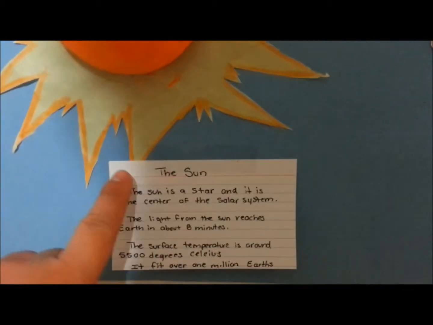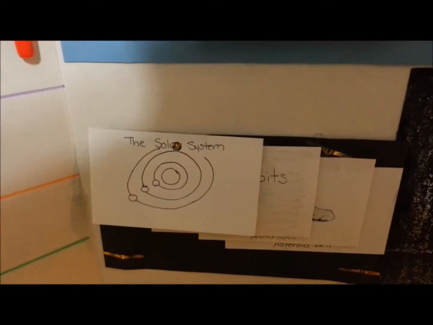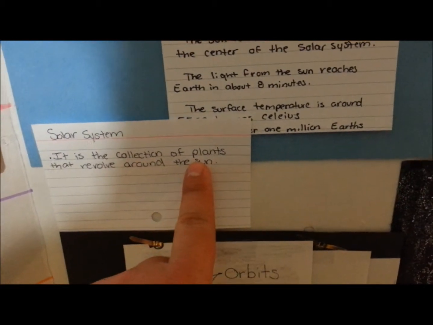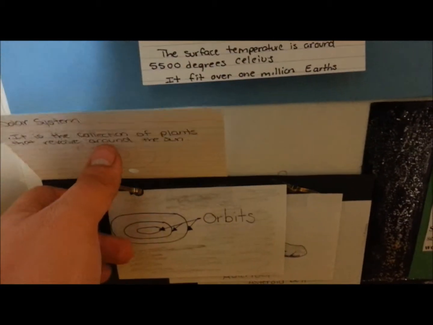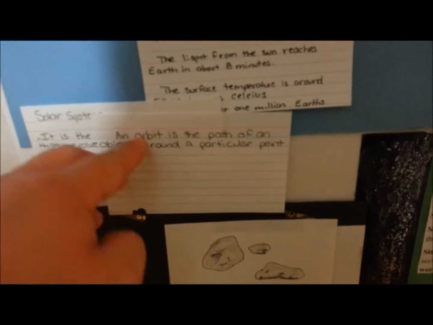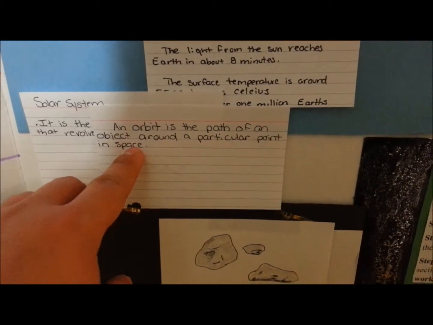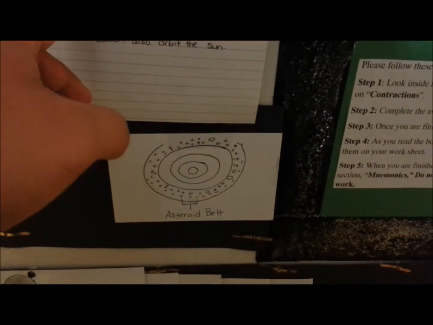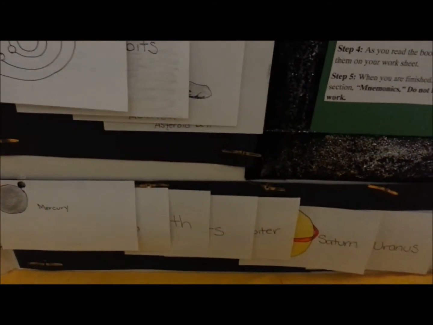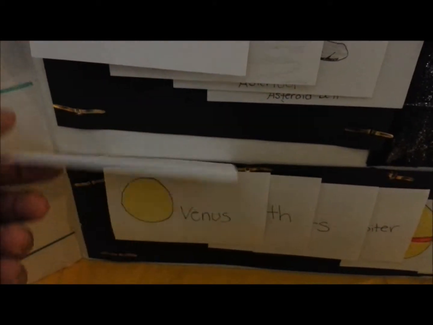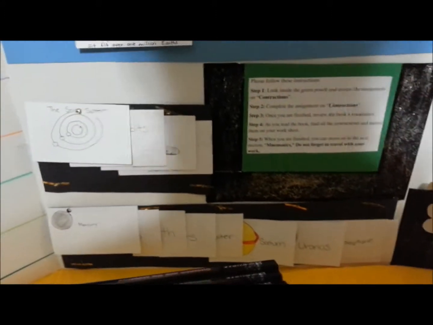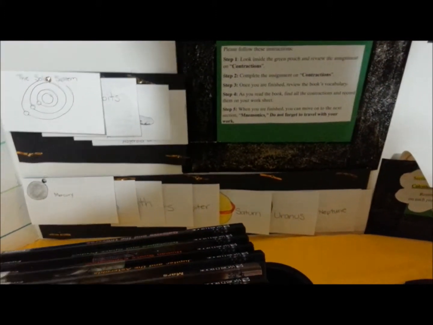We have the sun, and it has interesting facts. We have here the solar system, and if you flip it, it gives you an interesting fact about the solar system. We have the orbits, and if we flip it over, it gives you an interesting fact about orbit. We have asteroids and the asteroid belt. At the bottom, we have the different planets, and every time we flip an index card, it has a fun fact about the planets. So the students are able to explore the planets, learn a little more in depth, and review what they've learned.